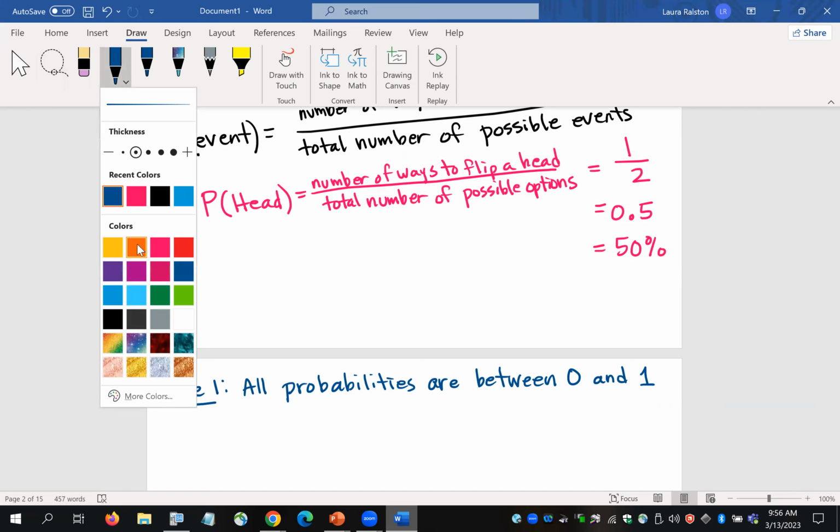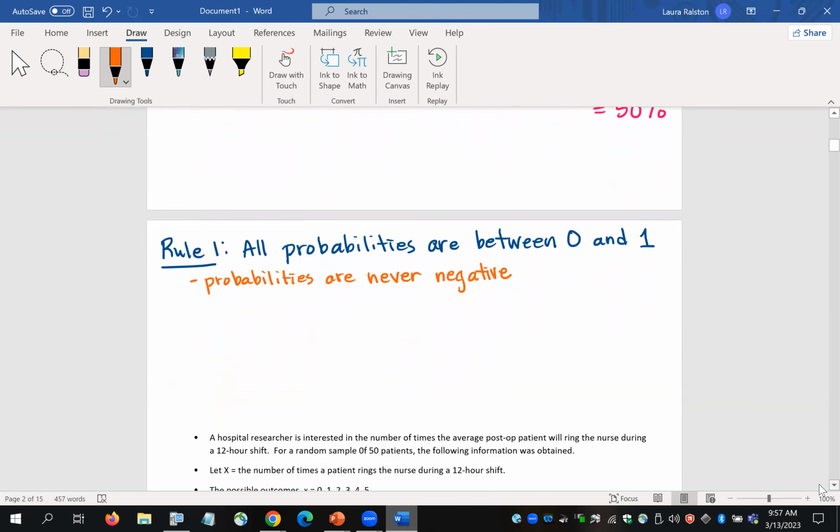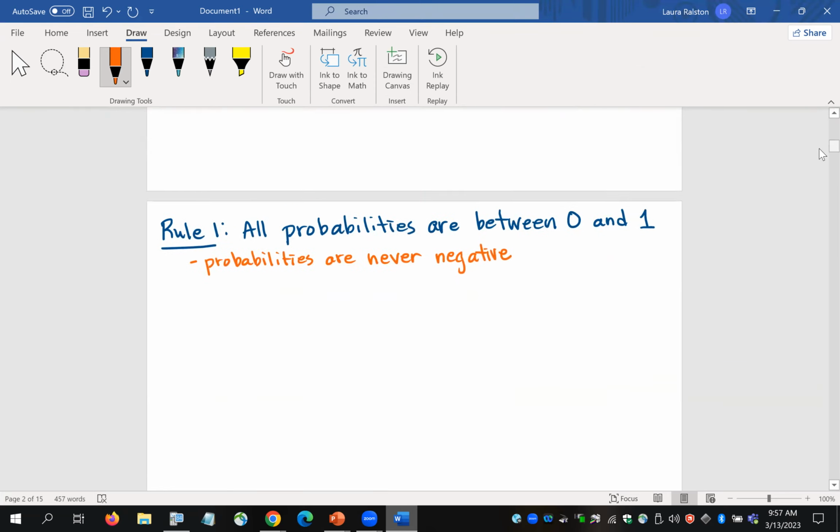That means 2 things, or there's 2 consequences related to that rule. First of all, probabilities are never negative. So if for some reason you're doing the calculations and you get a negative number, hopefully there's a big red flag waving at you, because you should not have a negative probability.